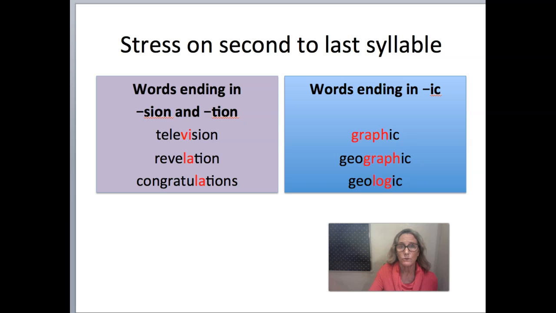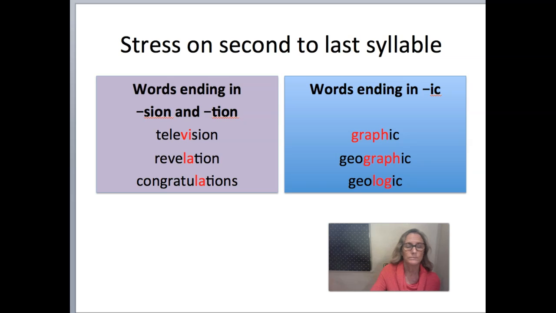Now, I don't expect you to count syllables when you're listening to someone, but when you're reading and you see these words and you say them out loud, you'll begin to learn the word stress. So let's say these together. Television, television. Revelation, revelation. Congratulations, congratulations. Graphic, graphic. Geographic, geographic. Geologic. See, whether it was graphic or geographic, graph was still where the stress was because it's the second to last syllable.